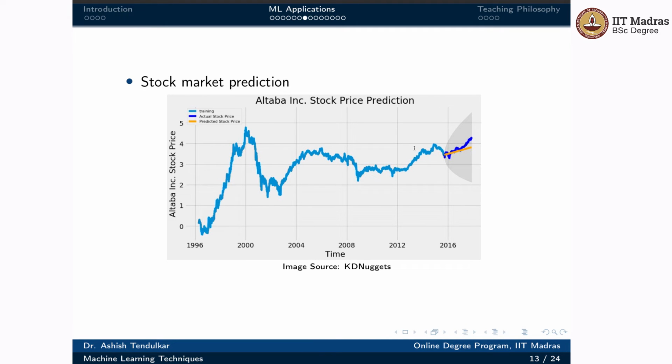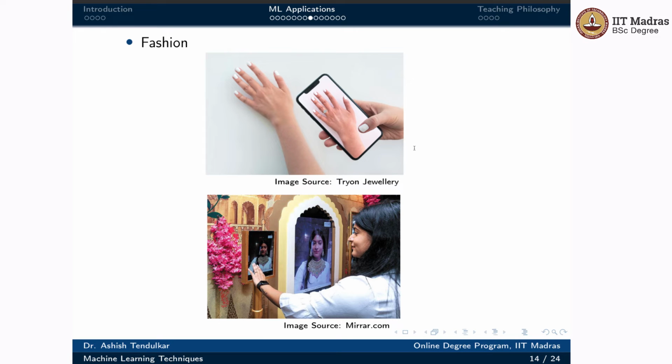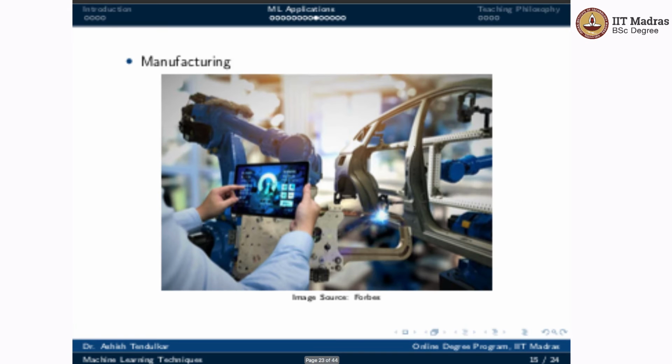Machine learning is being used for stock price prediction by algorithmic trading platforms. Sophisticated computer vision algorithms are used for selecting suitable fashionable clothes and articles for users. Next, I would like to add some interesting industrial and scientific use cases of machine learning.